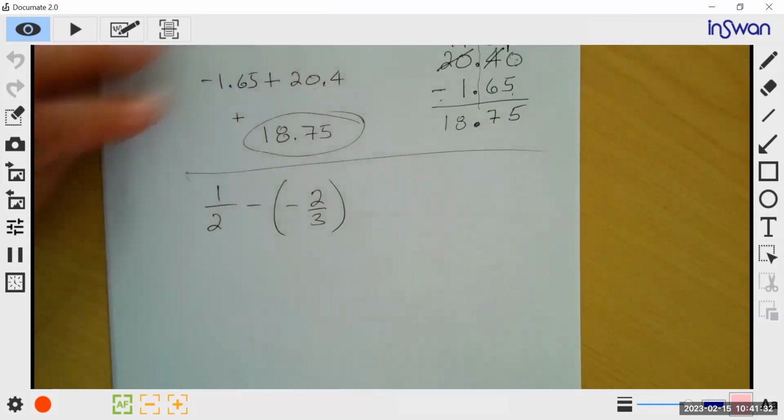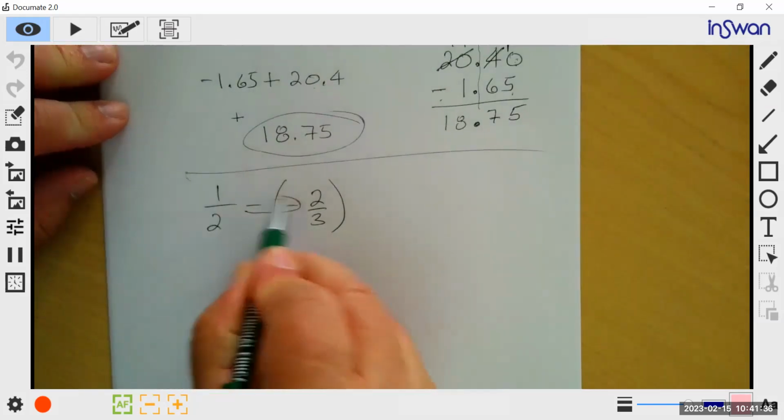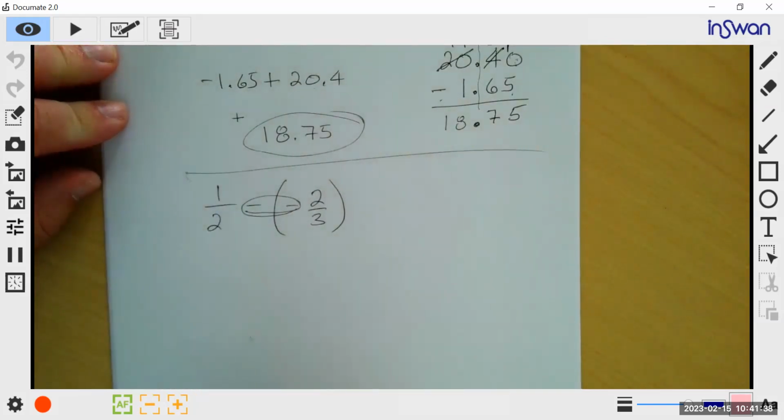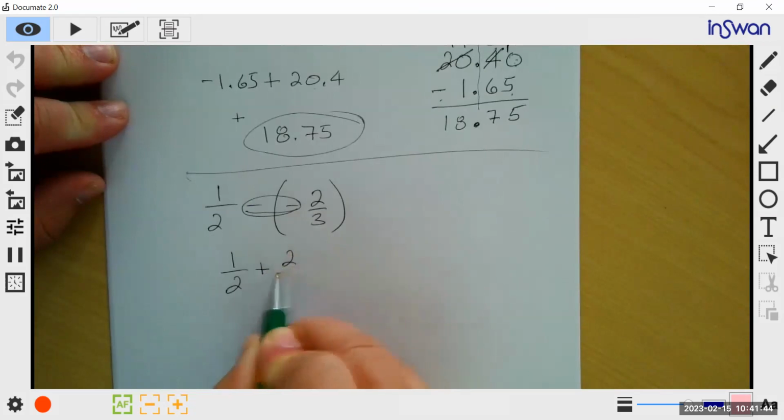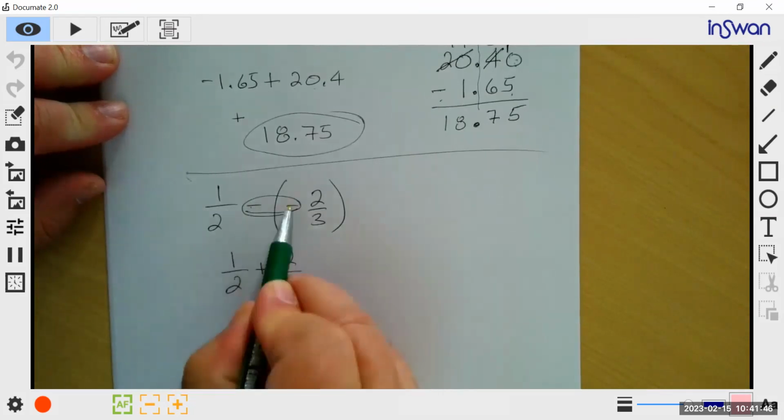Is the answer going to be positive or negative? The first thing I do, we have 2 signs next to each other. It becomes a what? Becomes a plus. Negative times negative is a positive.